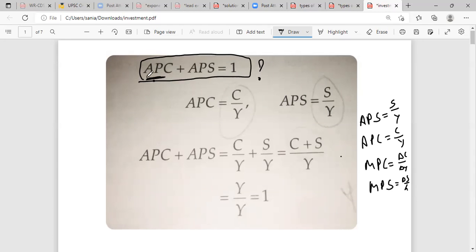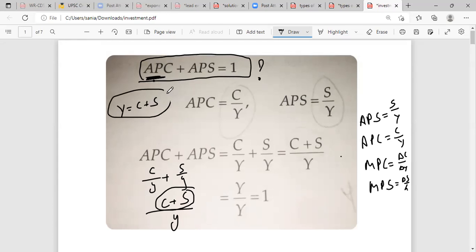Now the question is, ma'am, how are you going to get the 1? So you know the formula of APC. It is C divided by income. And APS is S divided by income. So if you add C over Y plus S over Y, you'll take LCM, Y, and C plus S. You already know C plus S is equal to income. For example, this is your income, so you are using your income in consumption or in savings. So C plus S gives you income. So instead of writing C plus S, you can write Y, and the denominator is already Y. So you'll get the answer 1. This one is clear?